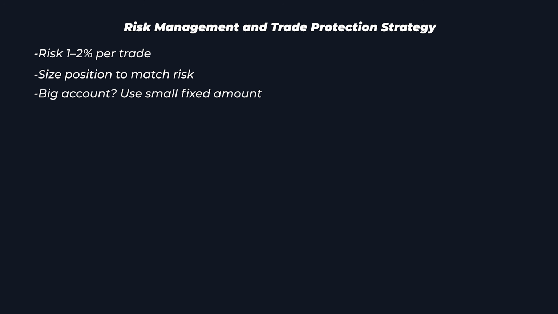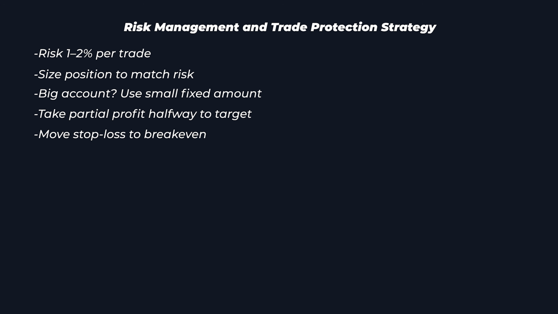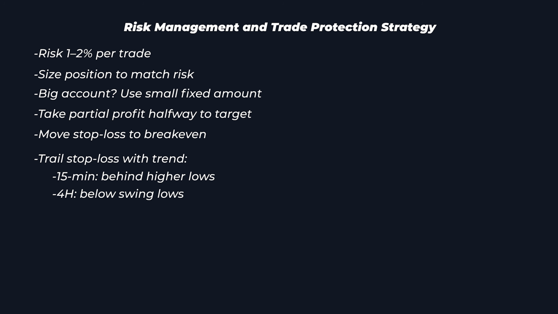Once your trade is live and price moves in your favor, consider taking partial profits when price is halfway to your target. Move your stop loss to break even on the remaining position so you protect your account from losses. Then you can trail your stop loss behind each new higher low on the 15-minute chart or below each new swing low on the 4-hour chart as price climbs. This way, you let profits run, but secure them along the way.